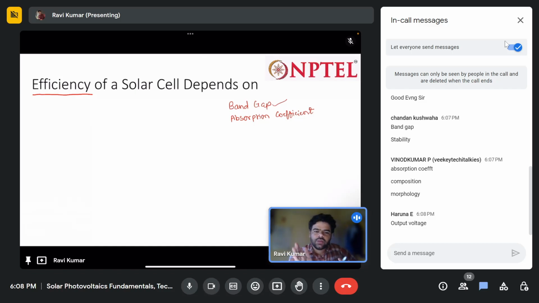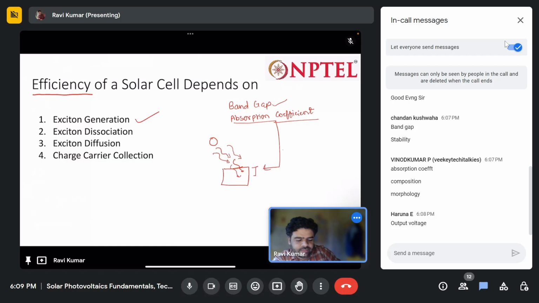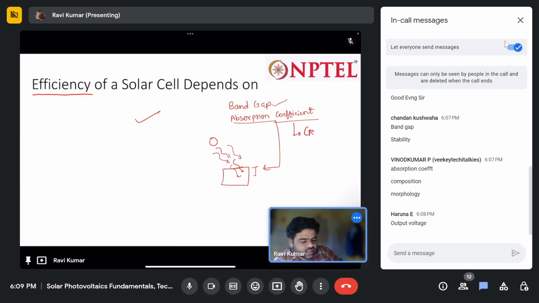See, just learn to think what is going on. If it is a solar cell and the sun is there and light is coming on the surface of the solar cell, what should be the first phenomenon? This light will go inside this material, and as it goes deeper and deeper, this depth depends on the absorption coefficient. So one thing we can say is absorption coefficient. But what is it giving us? It is giving us generation. So the first thing is generation of charge carriers.